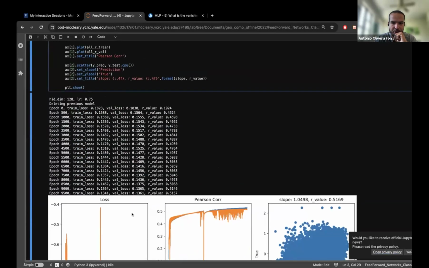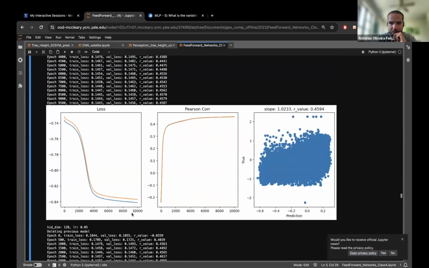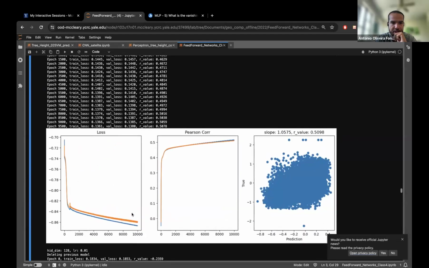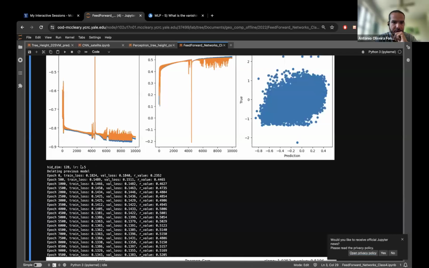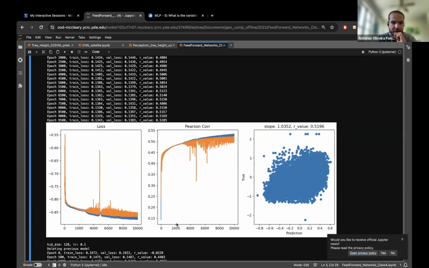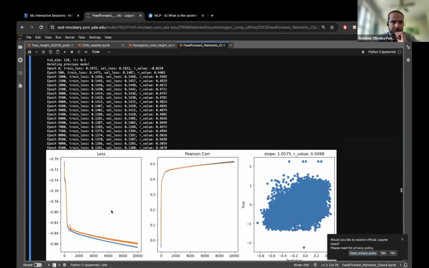So let's take a quick look at the outputs. 0.51, 0.45. Notice that, for example, a learning rate of 0.5 and hidden layer 128 was performing relatively well before, with a little bit of instability. Now it became quite unstable. You see that there is a lot of oscillation happening here. The performance is not terrible, but lots of oscillation. Let's see another example.